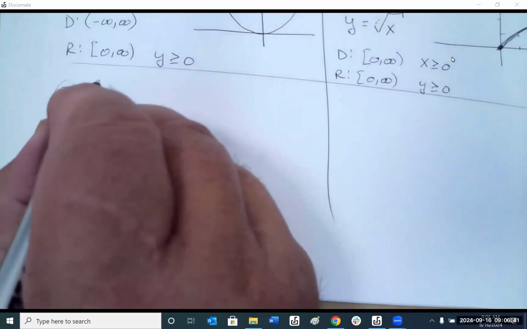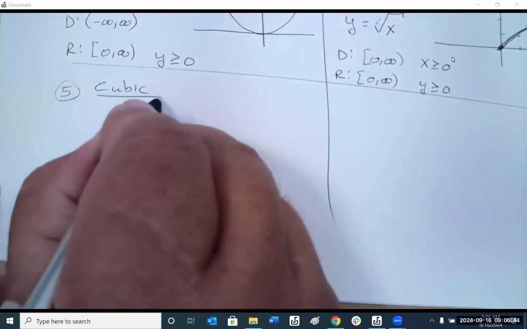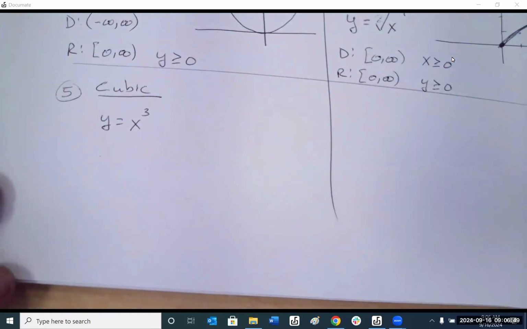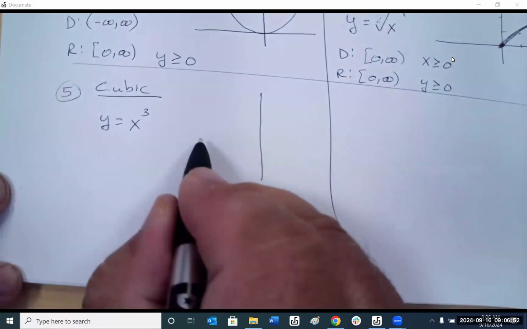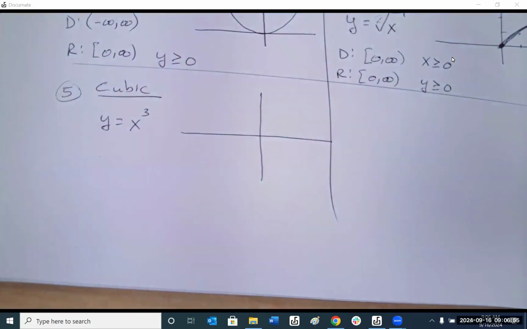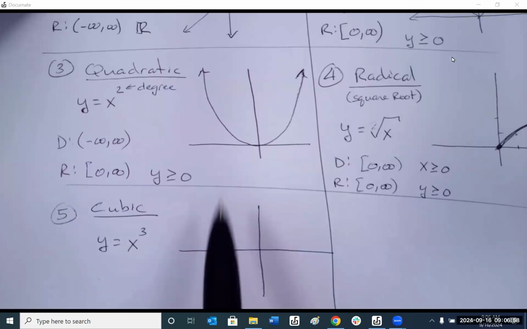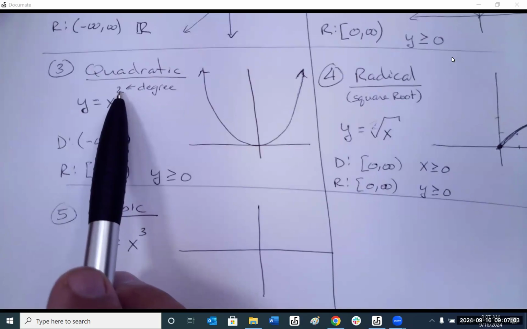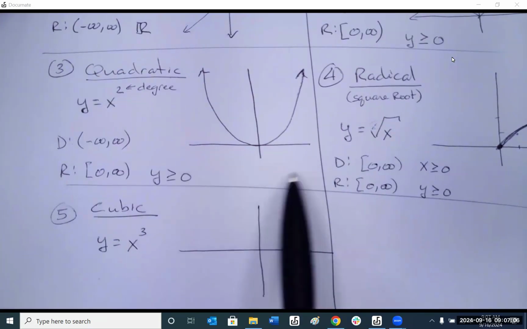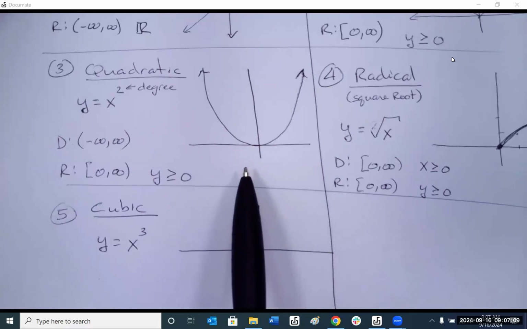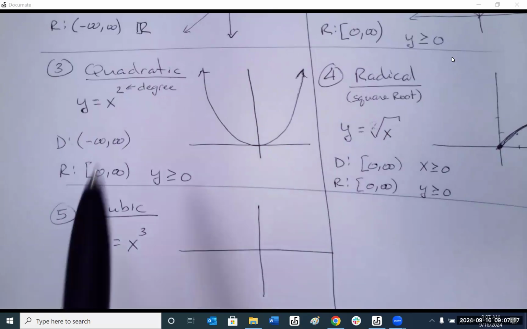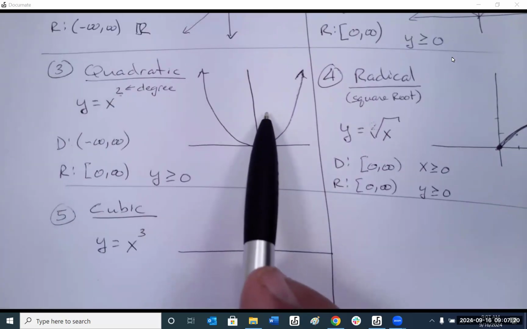So that's a square. Now we're going to look at cubic functions. Y equals x cubed. The difference between the squared function, the quadratic, and the cubic function is if the degree is even, I can never have a negative answer. Because -2 times -2 is positive. If I have -2, -2, -2, -2, it's positive. So if you have an even exponent, it's always going to be positive.